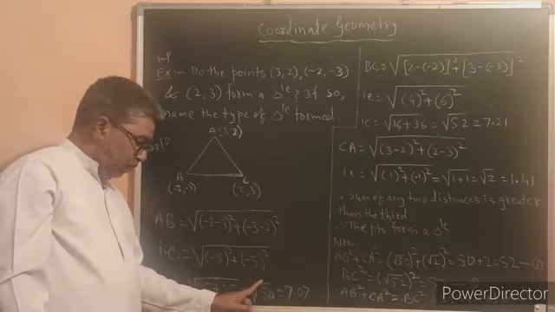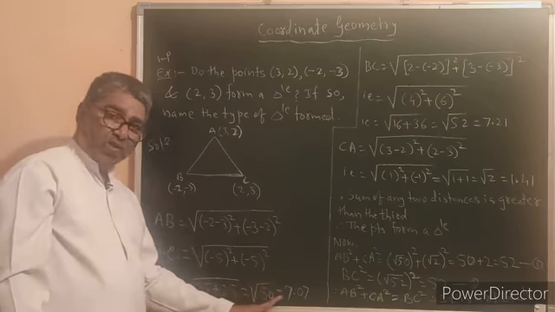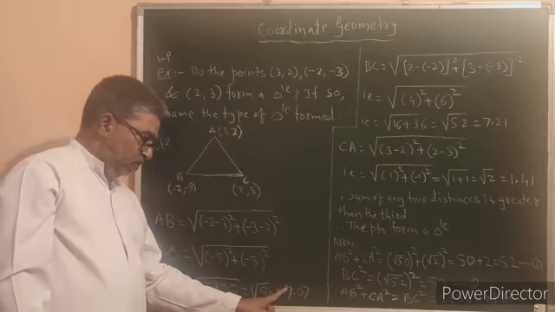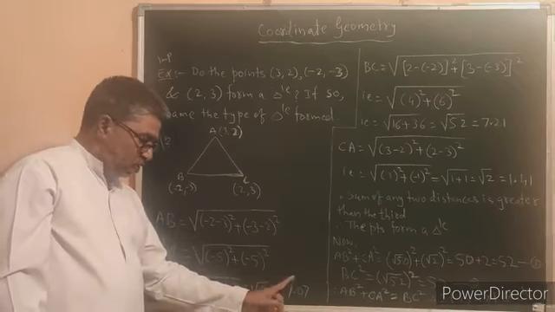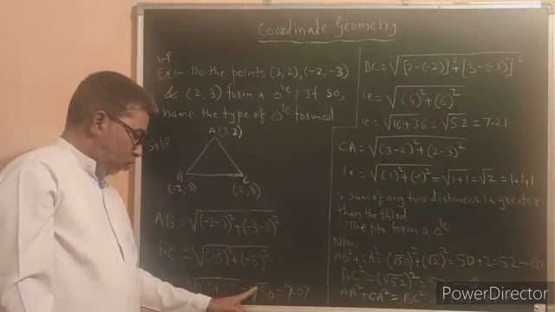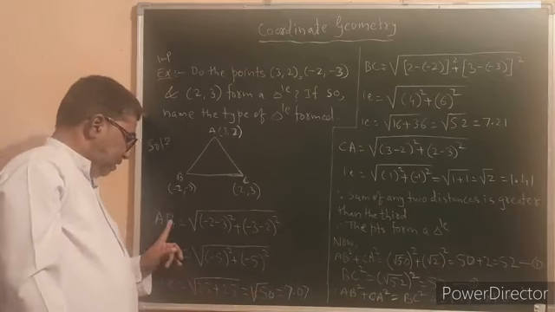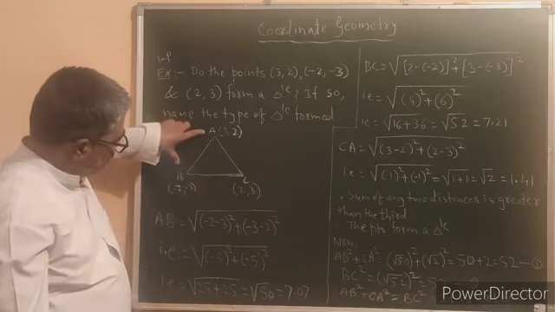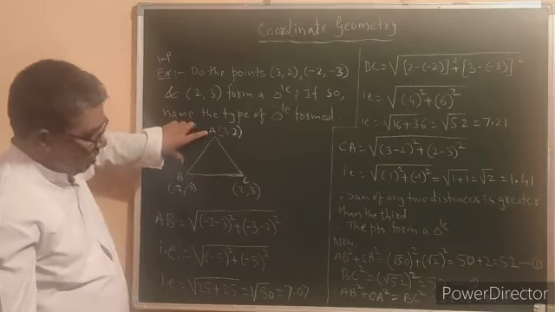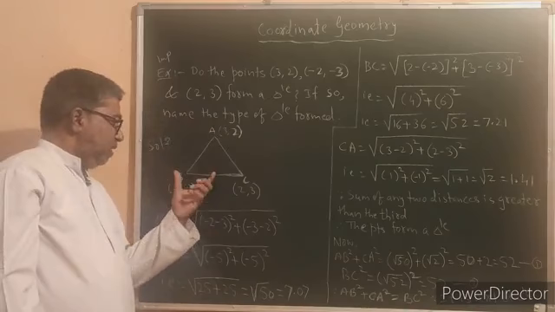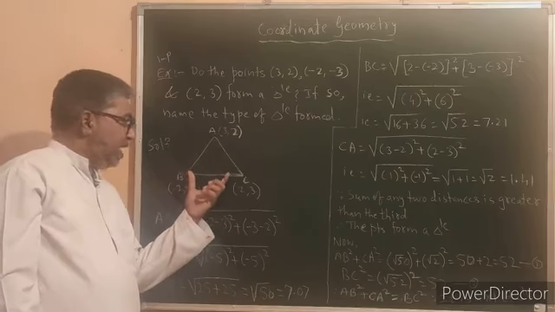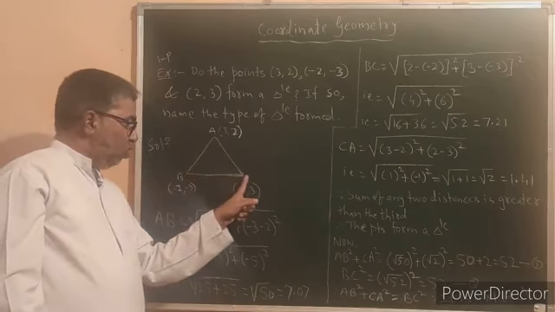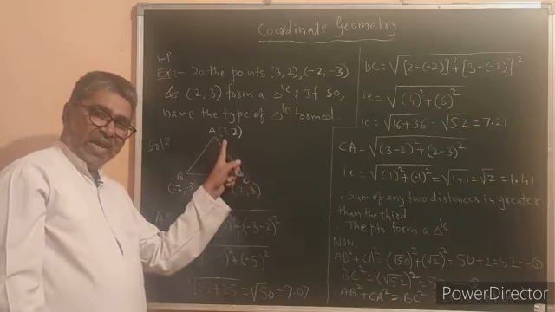So square root of 50 is nothing but approximately the value is 7.07 units. So 7.07 units or square root of 50 is the distance between the 2 points A and B. So in the same way, let us find the distance between the points B and C, and also the distance between the points C and A.